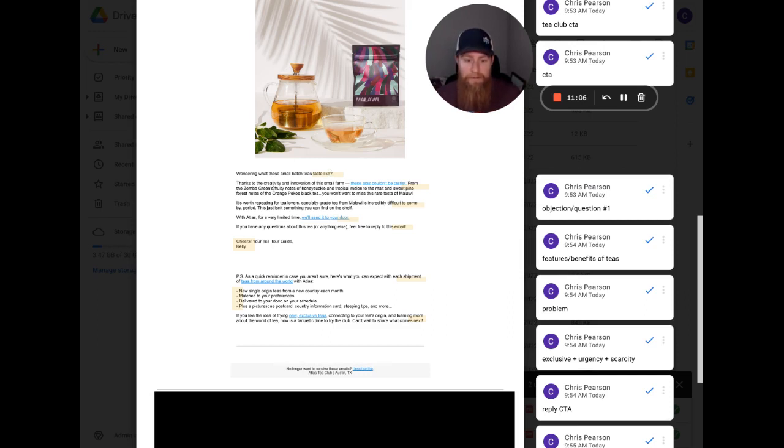And they say thanks to the creativity and innovation of this small farm, these teas couldn't be tastier. So they link back to the teas from Malawi, from the Zomba greens.